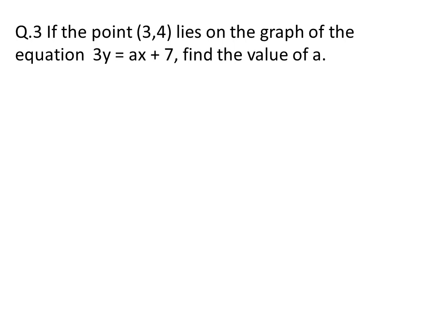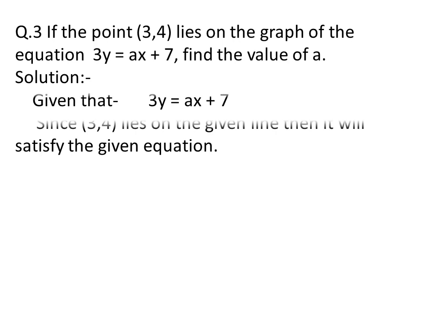Our question is, if the point (3, 4) lies on the graph of the equation 3y equals ax plus 7, find the value of a. Students, we have to find the value of a, but it is already given that the point (3, 4) lies on this line. If (3, 4) lies on this line, then it must satisfy the given equation. That means we can put x equal to 3 and y equal to 4 in the given equation.